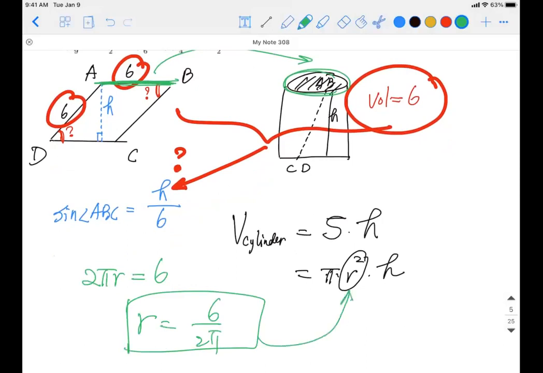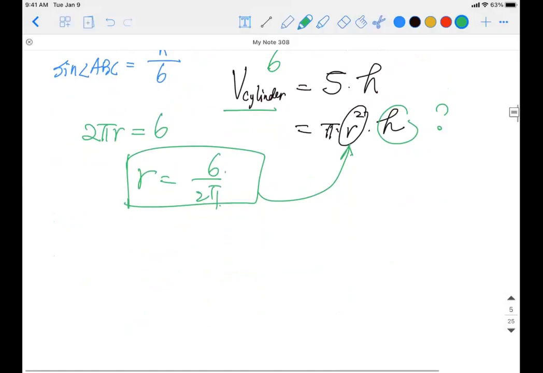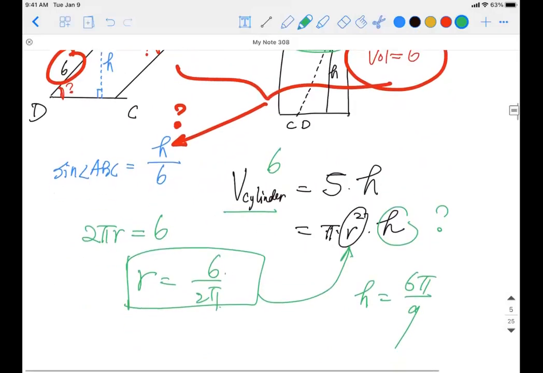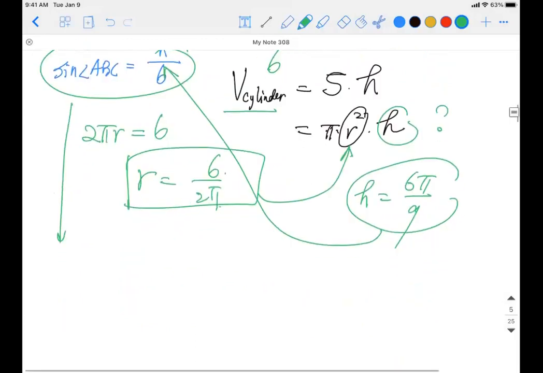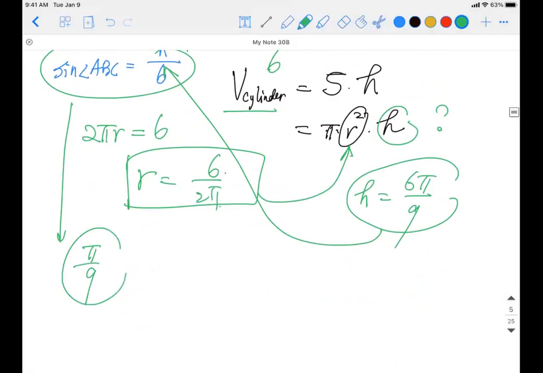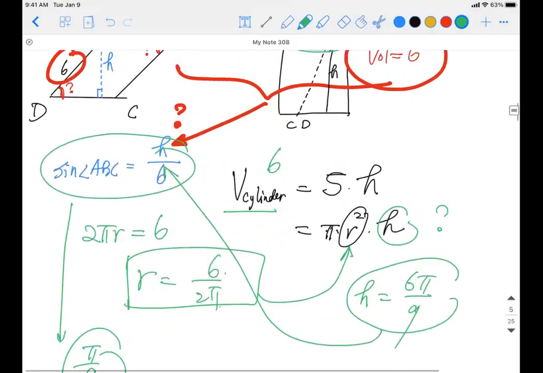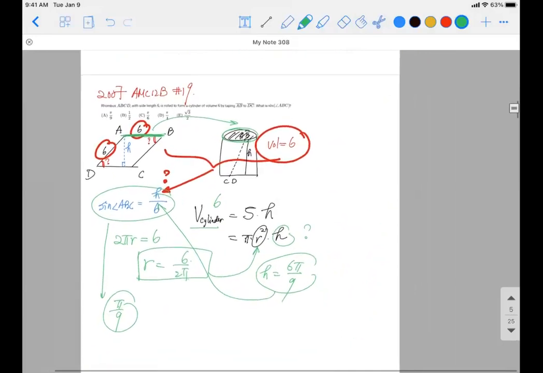Easy peasy. Plug in the value. This is 6, this is everything 6 pi. You will be able to get a value for h. H is what? 6 pi over 9, right? So easy. As long as you get a value for this, you plug it in here, and you'll be able to determine the sine of the value of such an angle, which is pi over 9. That's it. Easy peasy, right? This is actually nothing but a basic definition.